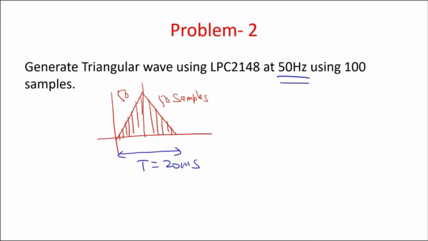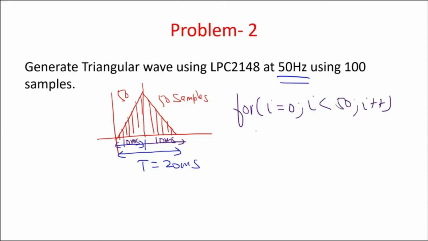So if the total time period is 20 milliseconds, the upgoing ramp has to be for 10 milliseconds. This is another 10 milliseconds. So we need to put two for loops. For I is equal to 0, I less than 50, I plus plus, analog write. In this case, I will pass I into, what is the multiplication factor here?